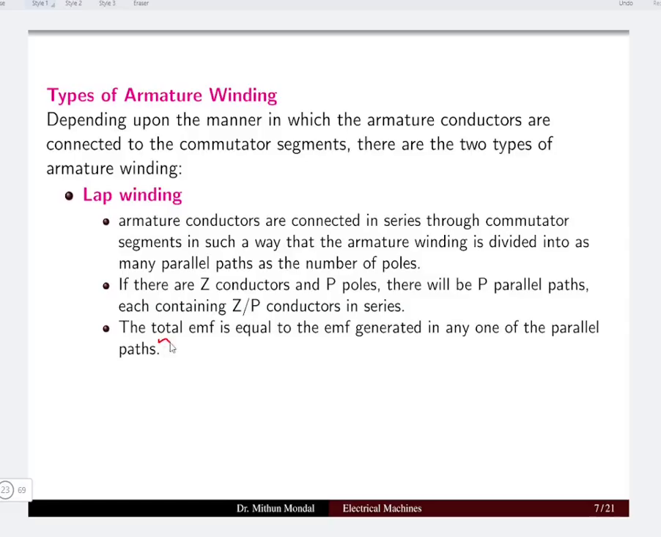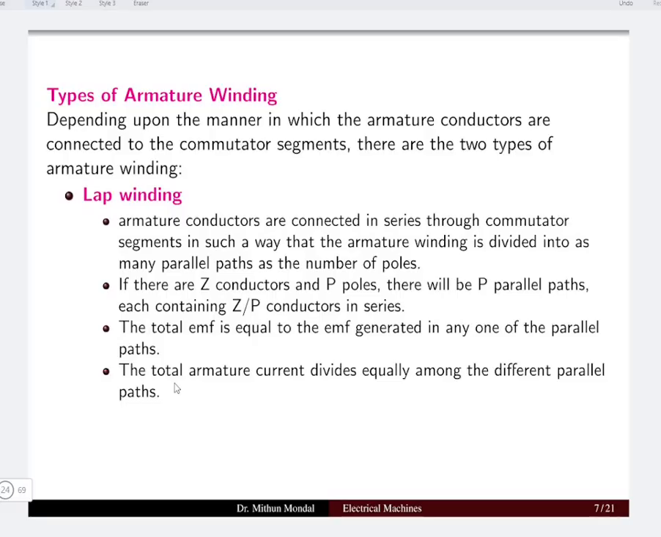And then the EMF generated will be equal to the EMF generated in any one of the parallel paths. So the total EMF generated will be equal to the EMF generated in one parallel path, because you know that in parallel the voltage remains the same. The total armature current divides equally among the different parallel paths.